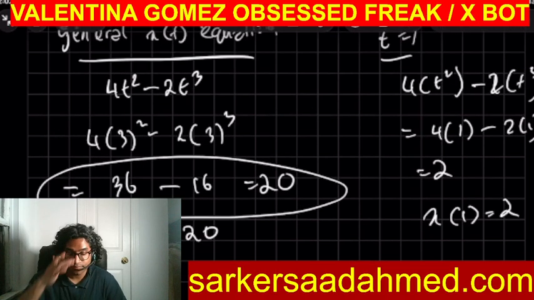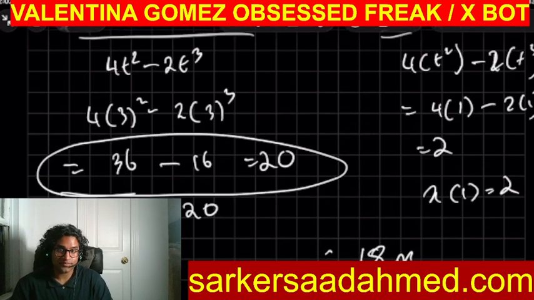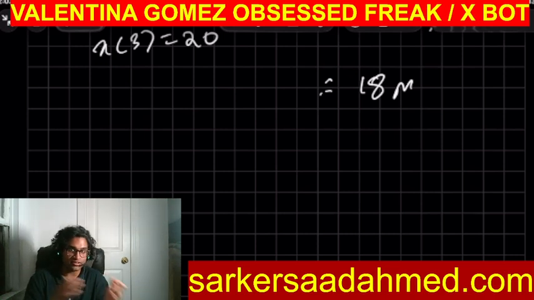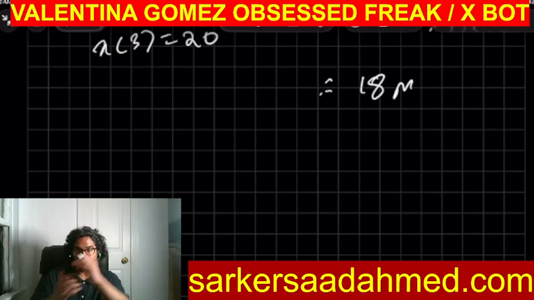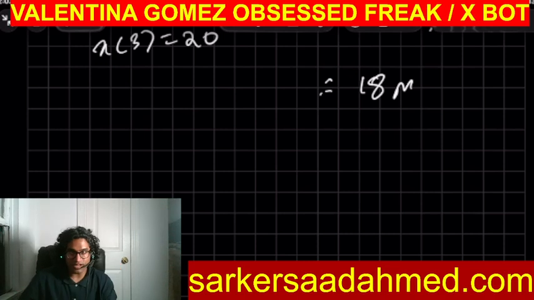Did I do 4t squared, 2t cubed? 3 squared is 9. Yeah, we're doing correct. And so it'll be 18 meters. That's how you calculate displacement. Displacement means the difference in position between the latter time step and the previous time step.